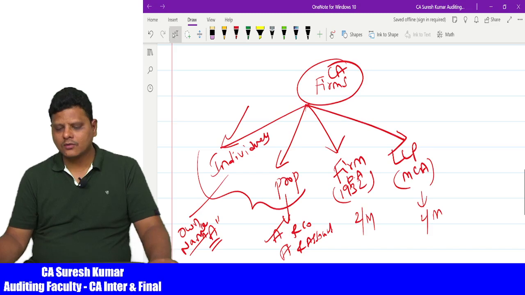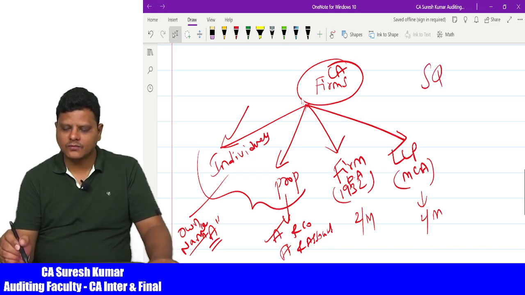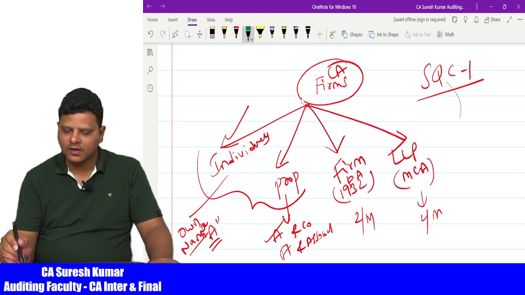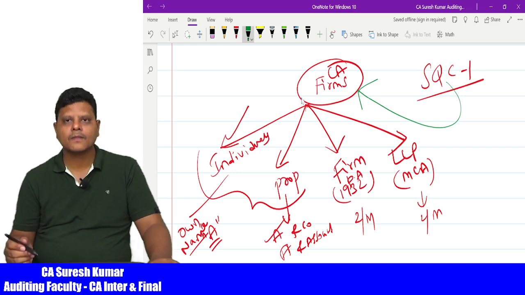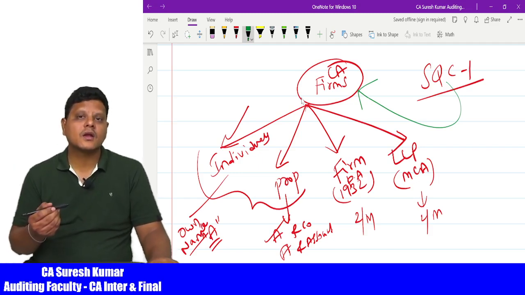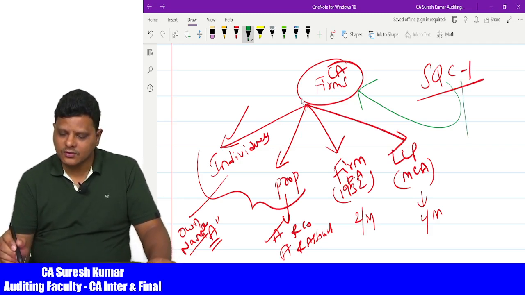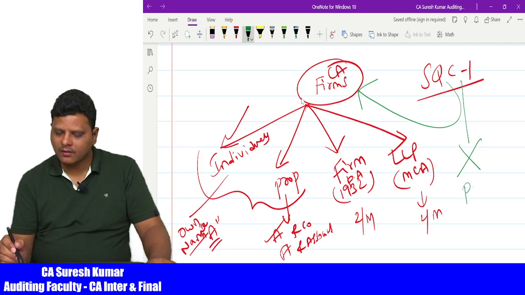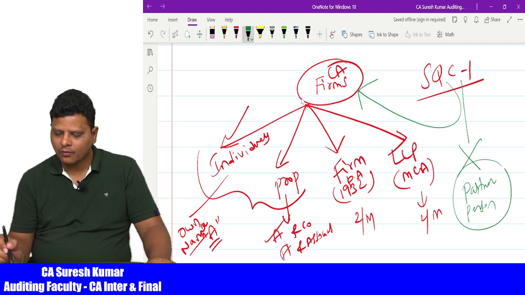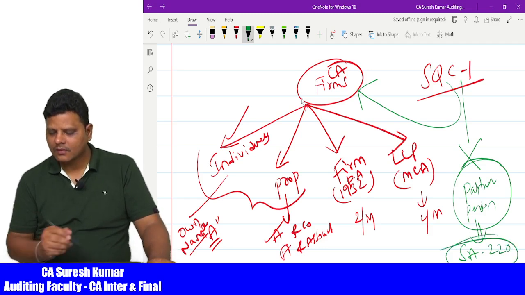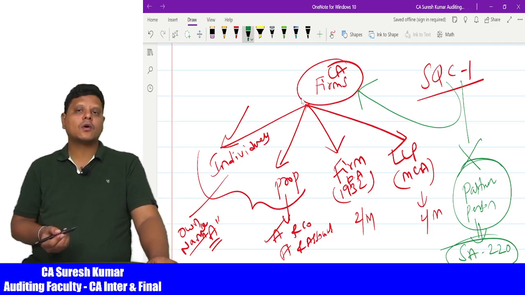Now coming to SQC 1, which we are discussing. What I mean to say is that SQC 1 is applicable to the firm. So what do you mean? When I am talking about the firm, SQC 1 is not applicable to the partners or persons. Why? The reason is that we have given a separate standard, standard number 220, for the auditors to maintain quality controls.